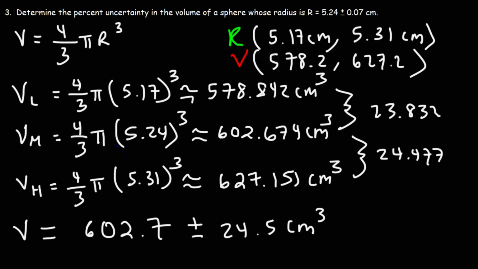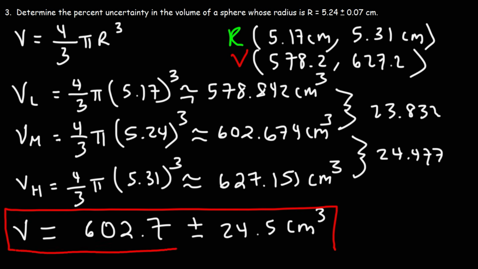So notice that the volume is definitely somewhere in this range. The lowest possible value that we got was 578.8, which is between 578.2 and 627.2. And notice our upper value, 627.151, is also in this interval. It's just under 627.2. So this is a good approximation for the volume of the sphere. So now that we have this information, we can calculate the percent uncertainty of the sphere.